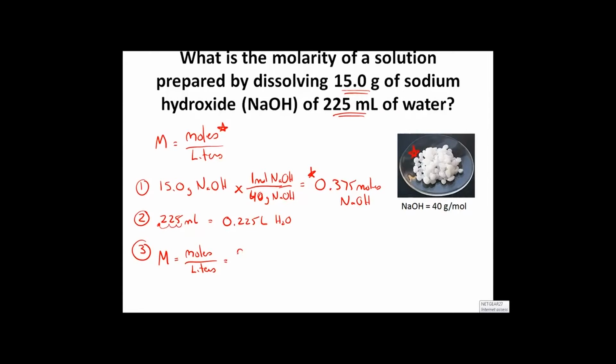When I plug the numbers in, I have 0.375 moles of NaOH divided by 0.225 liters of solvent, which is water in this case. And when I crunch the numbers, I find that the molarity of the solution is 1.67 molar solution, which means moles per liter of NaOH. And I hope that's what you got too if you tried it on your own. Alright, next problem.